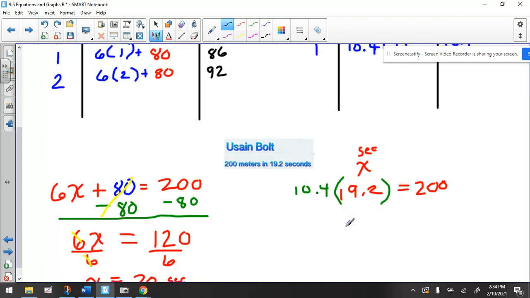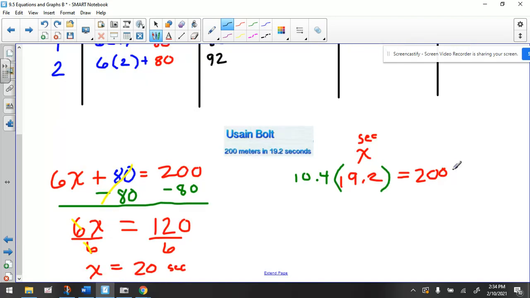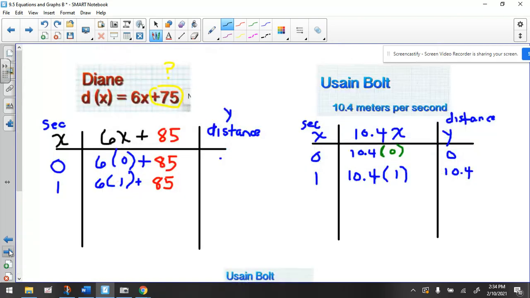And remember, by the way, this is kind of a rounded number, but we already know that he needs 19.2 seconds to go the same amount of distance. So if she needs more time to go 200 meters, then he still wins the race if we give her that 80-meter advantage. What if we bump it up to 85?